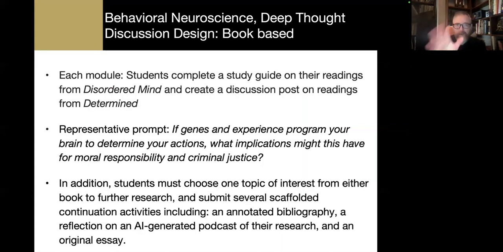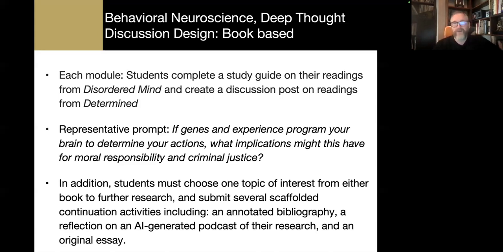So here, around these books, in each module, in addition to reviewing my chunk lectures and taking a quiz, which again would be lower stakes than these sort of big exams that you might give 2 or 3 times over the course of a semester, students must complete a study guide on their readings from one book that I give called The Disordered Mind by Nobel laureate Eric Kandel, and create a discussion post on their readings from the book called Determined, which really explores, is there free will? Does the brain play a role in this?